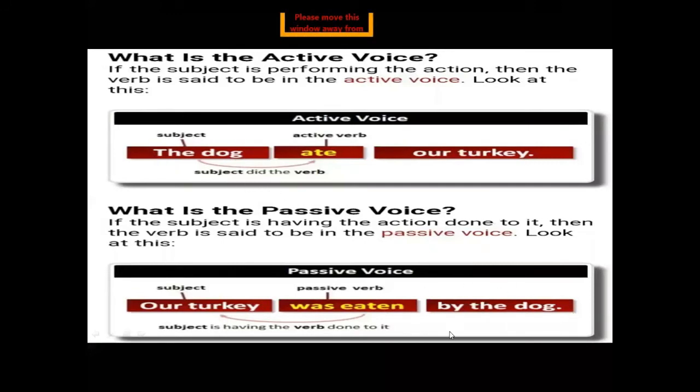So in passive voice, the object takes the place of the subject and the subject takes the place of the object. In easy words, in active voice the subject is dominating, the subject is the doer who is doing the action. In passive voice, the most important thing is the action, your verb. And the subject who is doing it goes at the end.